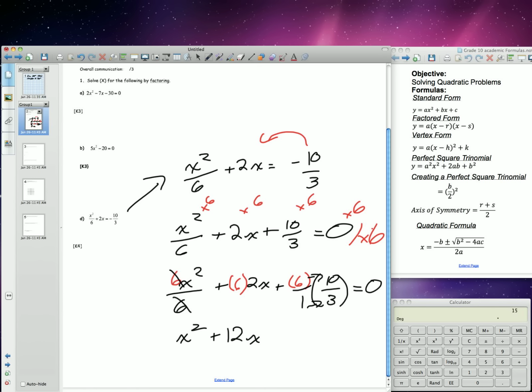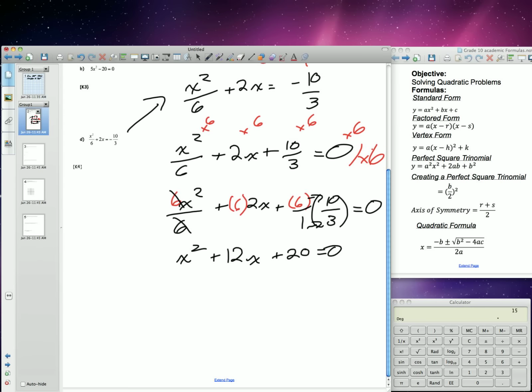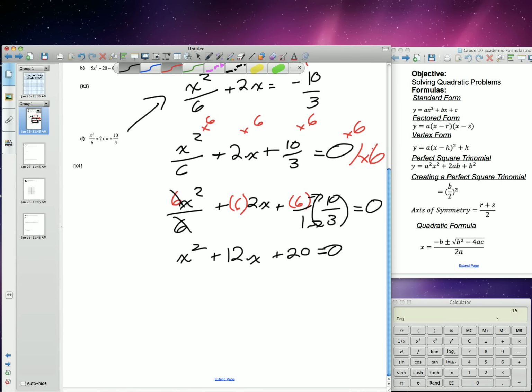And 6 times 10 over 3. So think of this like fractions. We multiply the top numbers and the bottom numbers. We get 60 over 3. What is 60 divided by 3? 20. So now I'm working with whole numbers. I need to solve for x. So to solve for x, we're going to try factoring to see if our factoring works.